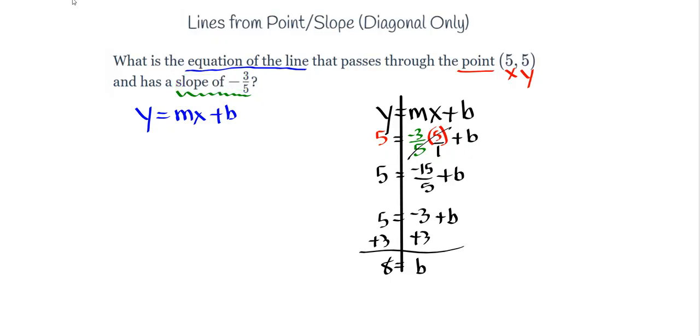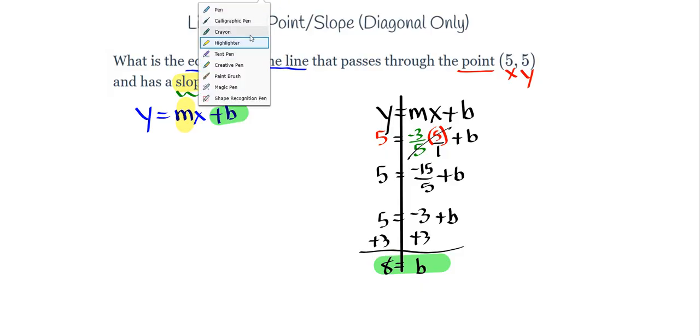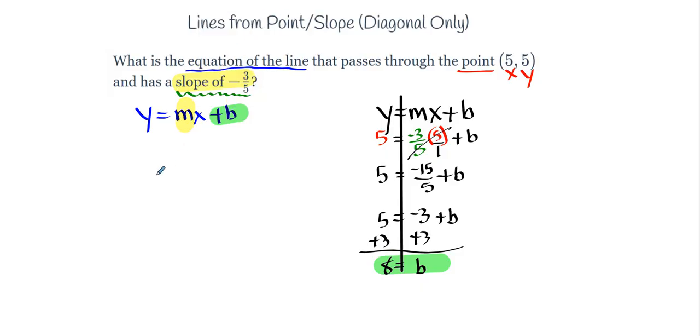Actually, let me use a different color. So we had a slope of negative 3 over 5. That's going to go in for m. Notice our b value is going to be 8, so we're going to put that together. And we're just going to go back and put those values in there. So I have y is equal to negative 3 over 5, don't forget your x, and then plus 8.